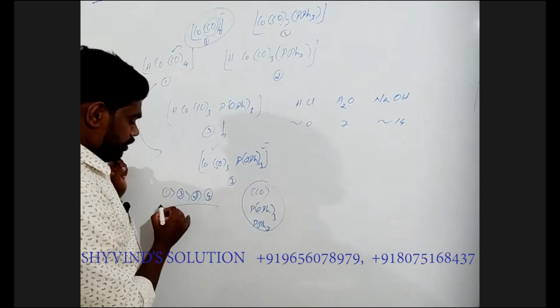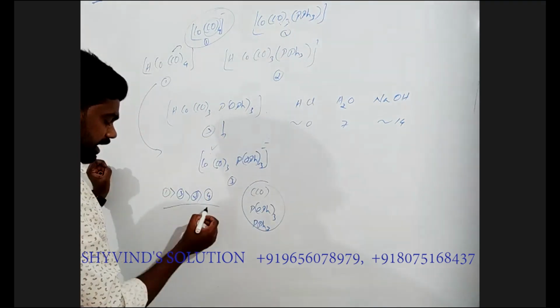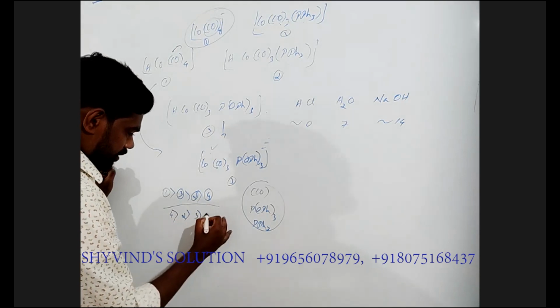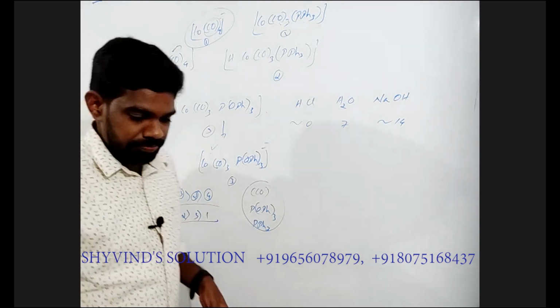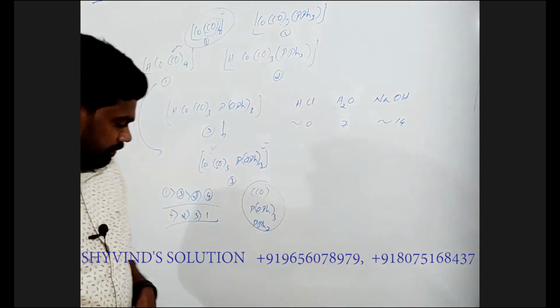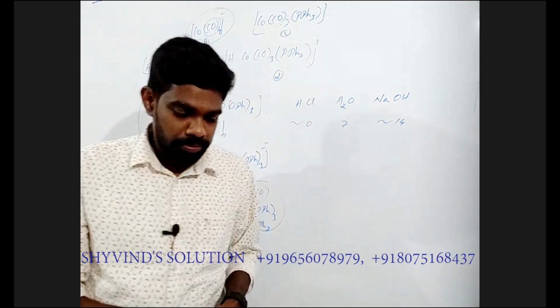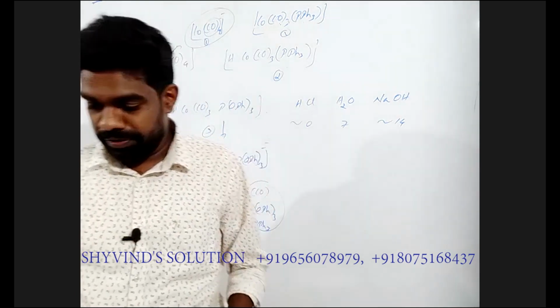So if the order of acidity is this one, then the pK order will be 4, 2, 3, 1. So the answer is option 3, option C. So that is the answer for the first one.